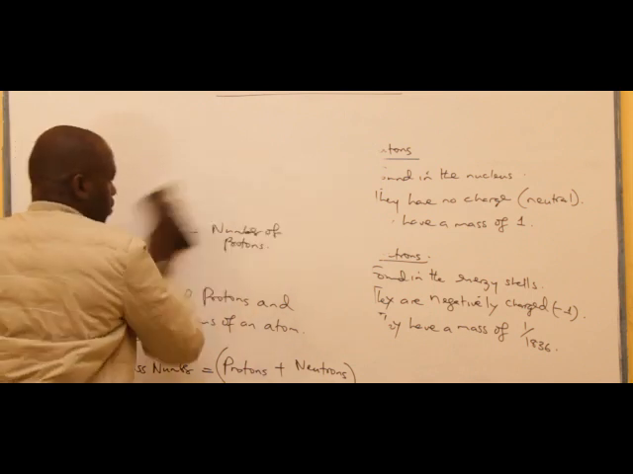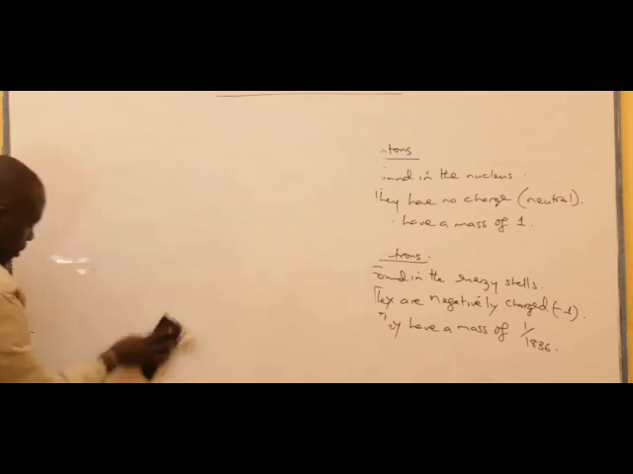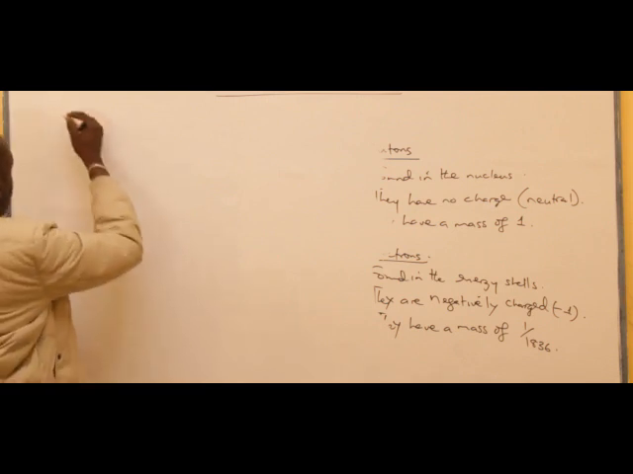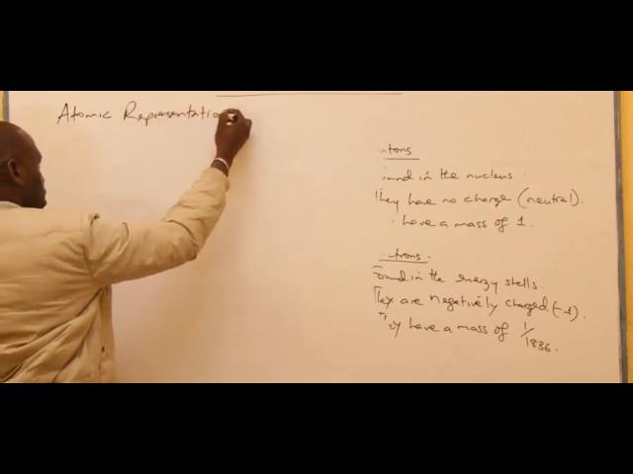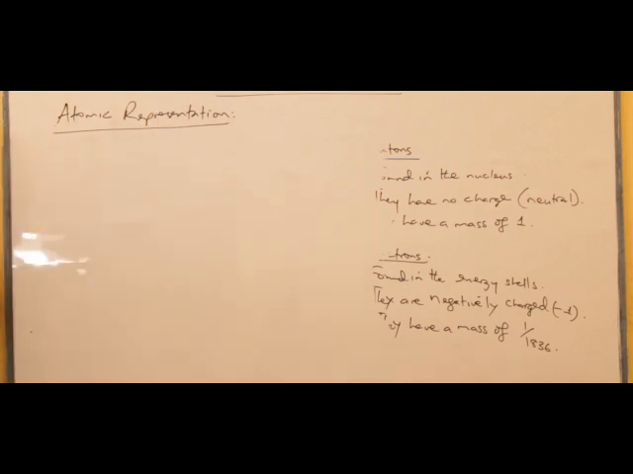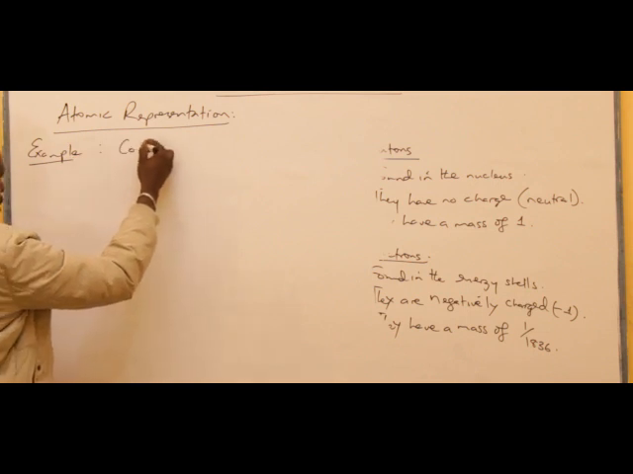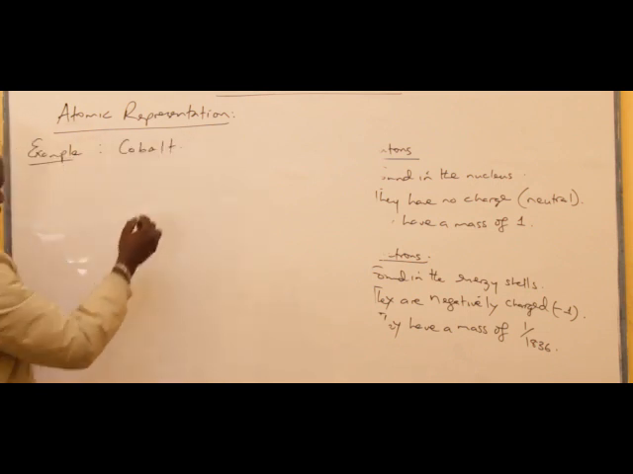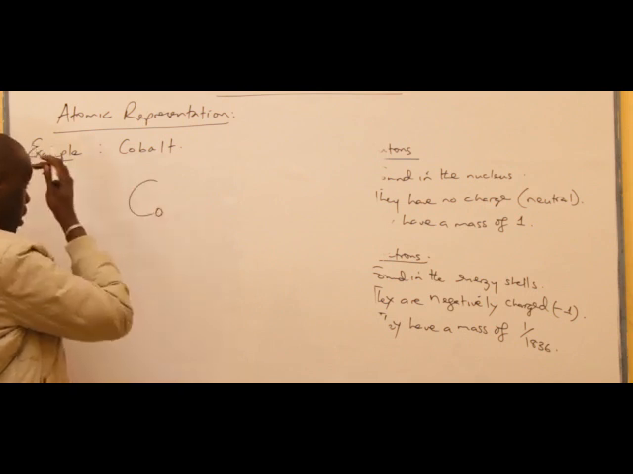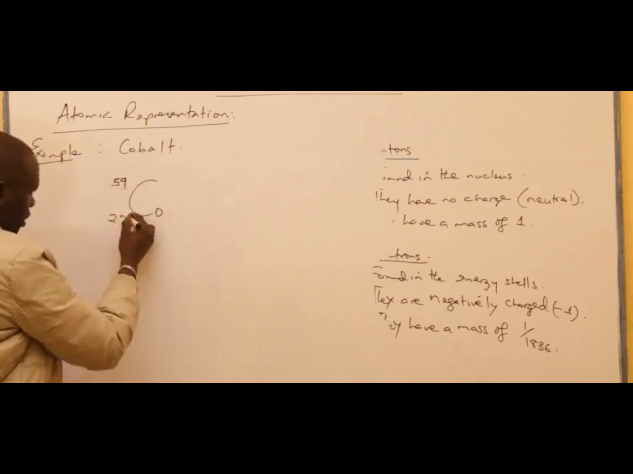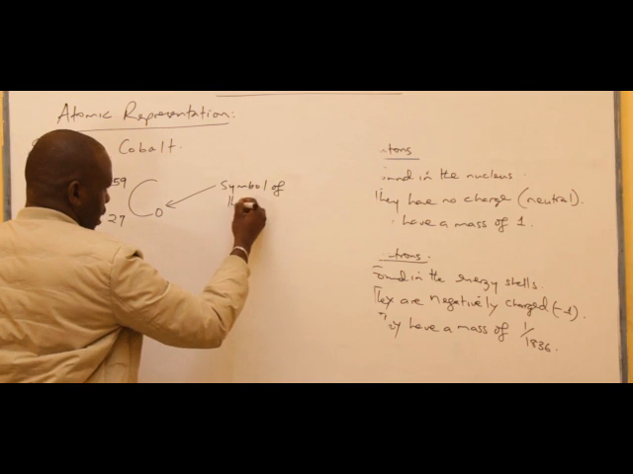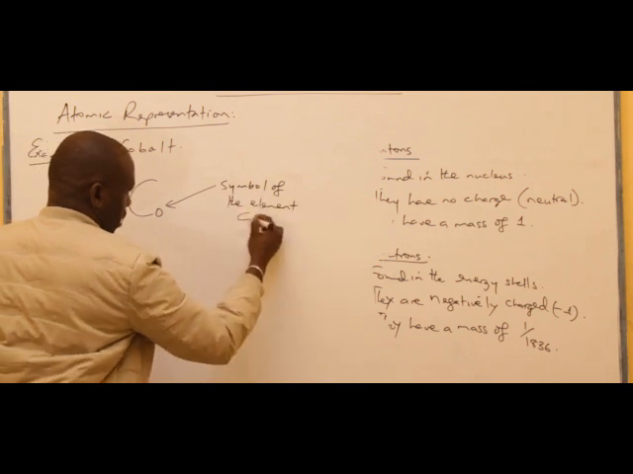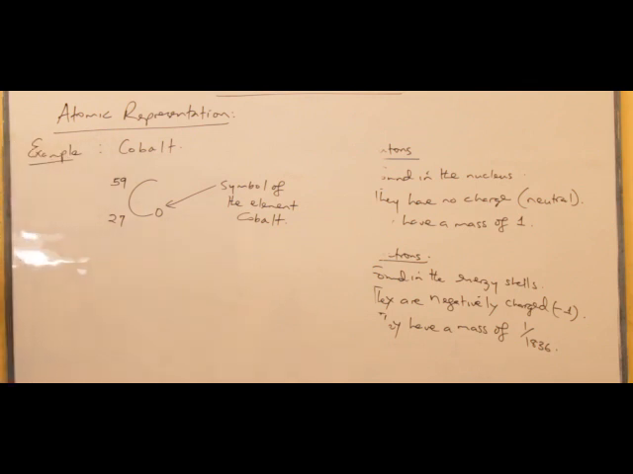Then, we have what we call atomic representation, the way we can represent an atom. How do we represent an atom, like in the periodic table? I'll give an example with an atom known as cobalt. So, I will write Co, I'll write 59, and then I'll write 27. Co here is the symbol of the element cobalt.